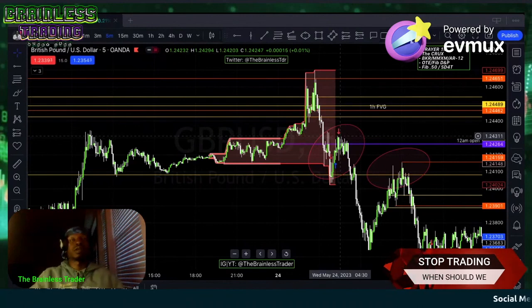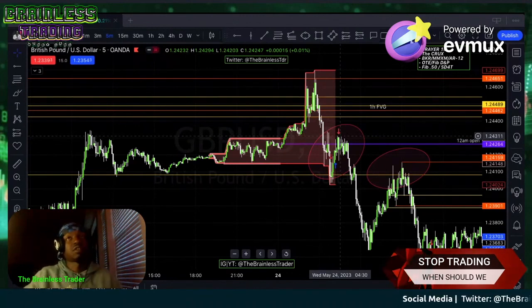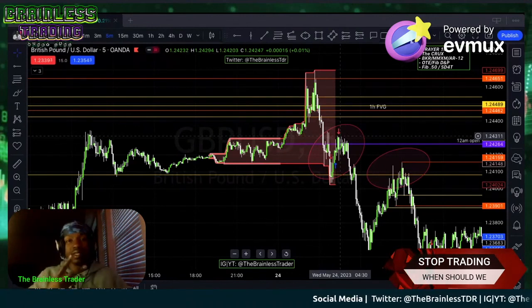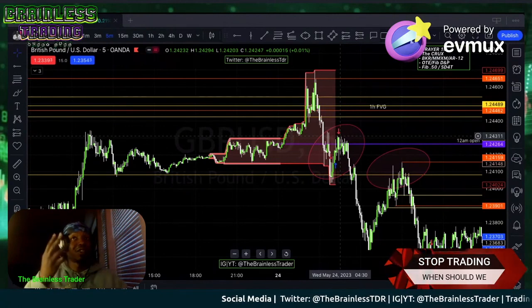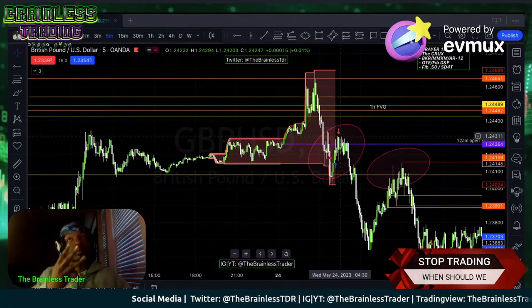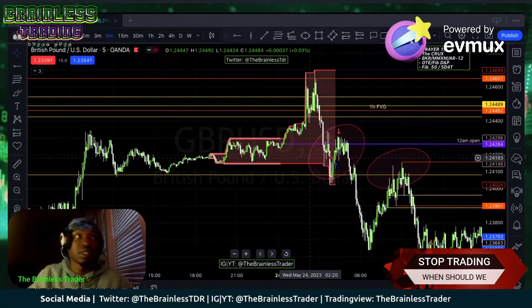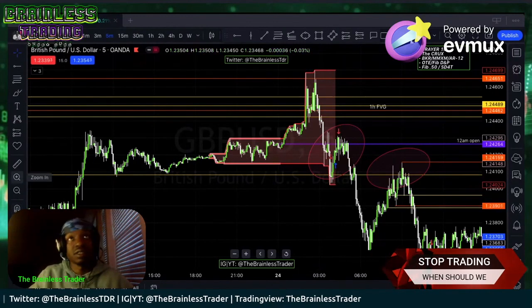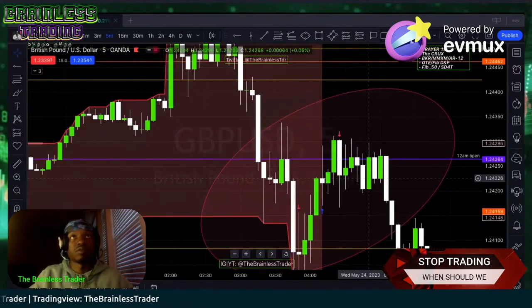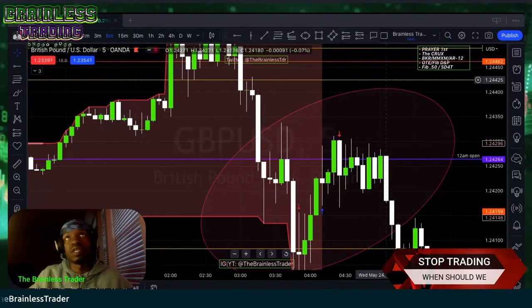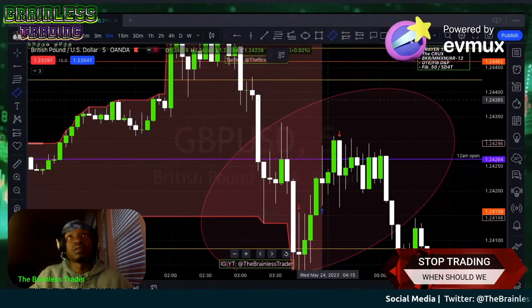Now ICT talks about with the PD array, if it's entering into a PD array once, twice, okay, it's cool, it's still valid. 3 times, that's a no-go. Probably not going to take that trade, right? So you see this is just the second time that price entered into this 5-minute fair value gap. Boom, fair value gap. We can outline it for you if you'd like.